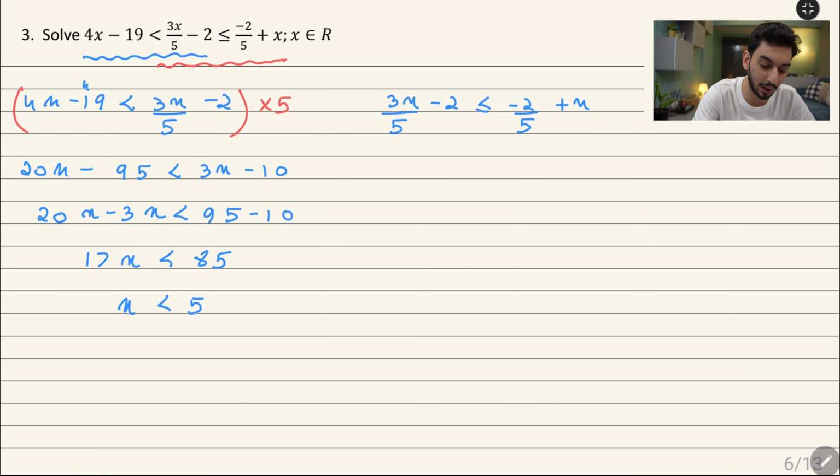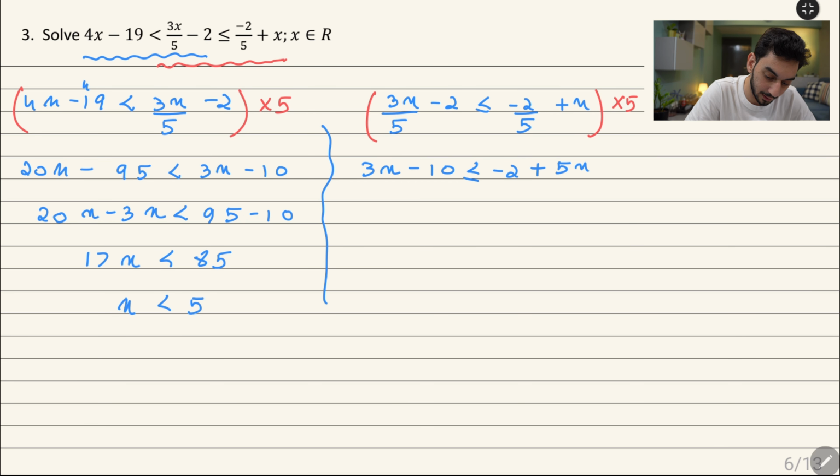Let us come to the second part, and again we have the same problem over here. I need to multiply the entire thing by 5. Okay, so this thing becomes 3x minus 10 is less than equal to negative 2 plus 5x. All the x's on one side, everything that does not have an x goes to the other side. So 3x minus 5x is less than equal to negative 2 plus 10. This is a 5x. Okay, less than equal to. 3x minus 5x is negative 2x, and minus 2 plus 10 is just an 8.